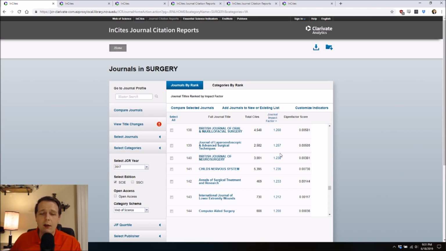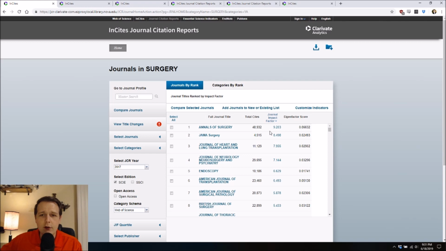And again, when you're talking about an individual piece of literature, you can say, well, I think this is a very important piece of literature because it came from the Annals of Surgery, which had an impact factor of 9.2. It was ranked number 1 out of all surgery journals, right? That's a point you can make, a little bit of a feather in a cap, to say, hey, this is an important piece of literature. This is why I think it's a strong piece of literature. So something to think about.